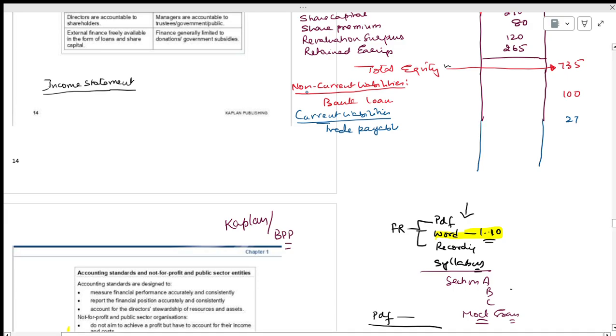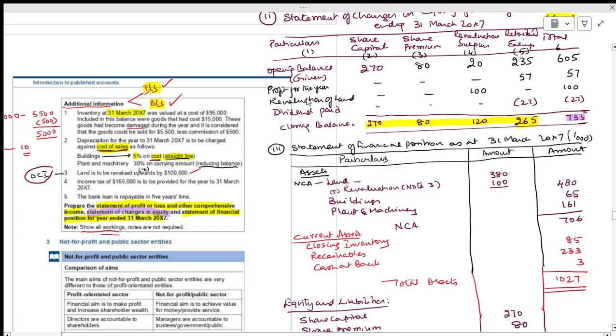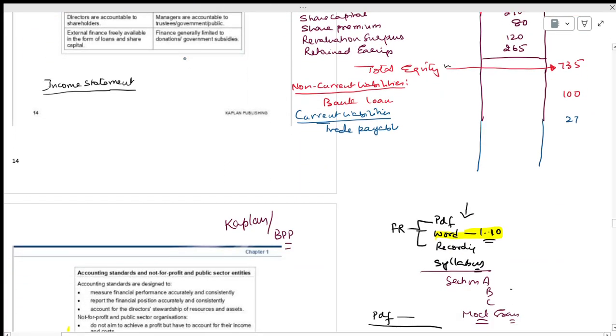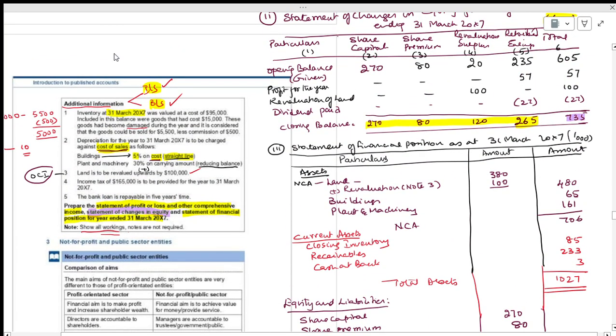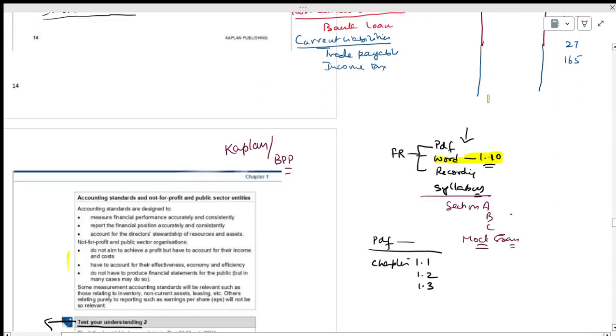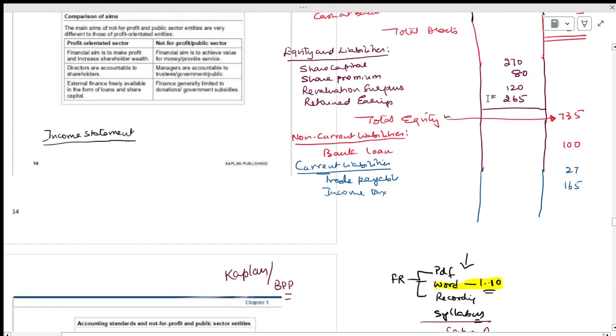Okay, now we have point number 4. Income tax is there. Note 4, 165. Everything we have to take in two places. Is that already taken? Yeah. Income tax 165. Because it is in thousands, okay? We are taking it in thousands. How much is there? 165. Now, you check whether we have covered all the things or not.